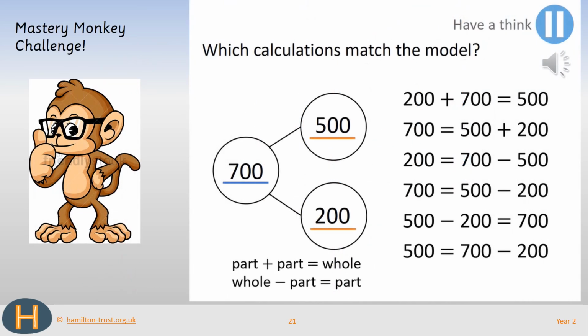I thought I'd add on a Mastery Monkey challenge for today. So, which calculations match the model? You have a part whole model here, so 700 in the blue, and you've got two parts, 500 and 200. So when I add the two parts together, it makes the whole. Or when I have a whole number, 700, take away one part, it equals the other part. So you have a list on the right hand side here of different calculations. I want you to tick or cross the calculations that match the part whole model.